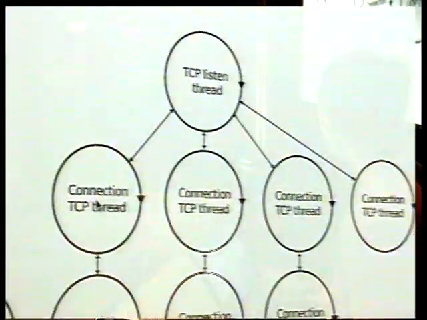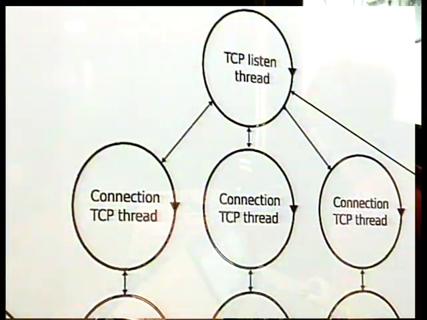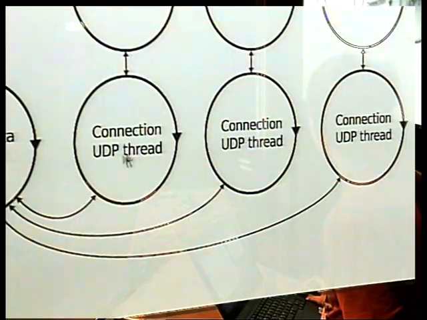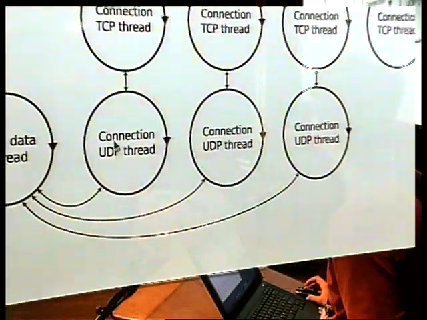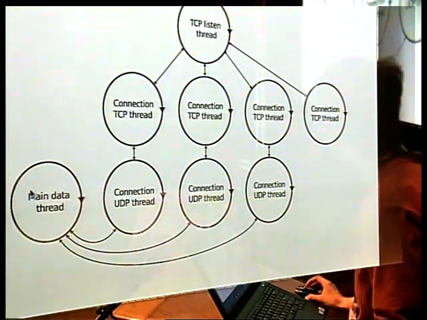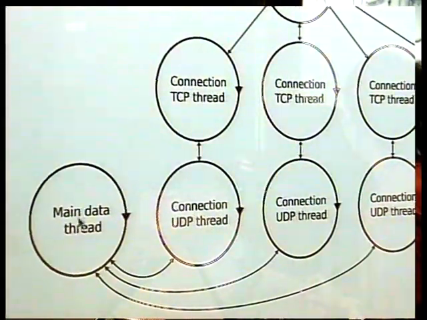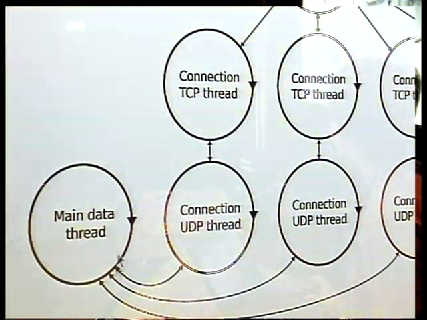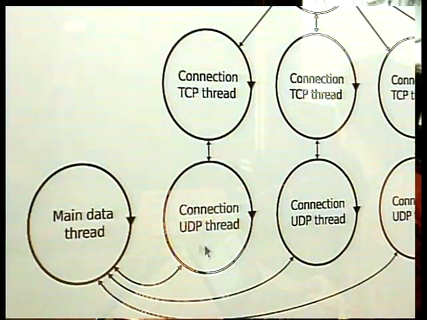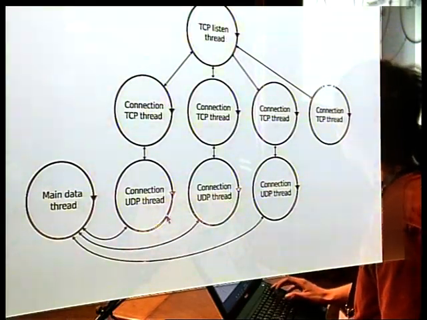When this client negotiates a UDP connection, then a UDP thread is created for this UDP connection. And of course, there is one special thread, I call it the data thread, which stores all data and does synchronization between all UDP connection threads.